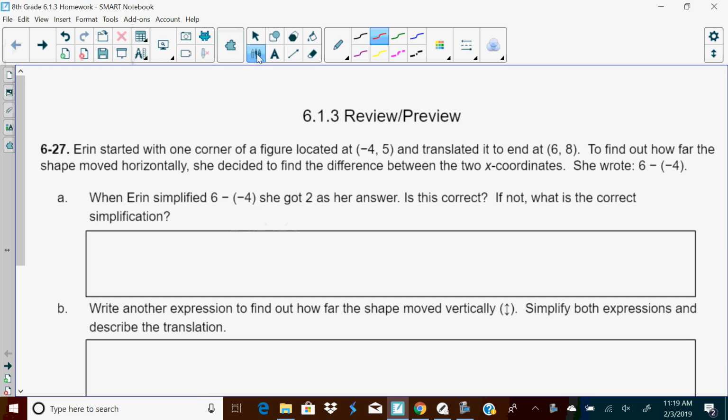Okay, here are the answers for the 611 review preview. So the first question says, Erin started with one corner of a figure located at -4, 5 and translated to end at 6, 8. Find out how far the shape moved horizontally.